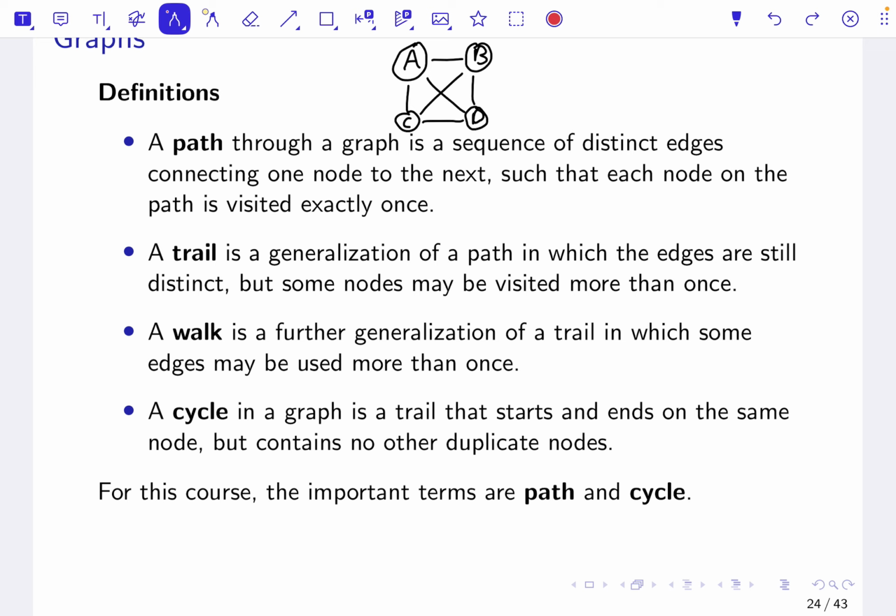Anyway, finally, a cycle is basically a trail. It starts and ends on the same node, but contains no other duplicate nodes. So you could think of it as a slightly more restricted trail or a slightly less restricted path. It doesn't really matter to me. So the edges are all distinct, and all the nodes except the first and last are distinct.